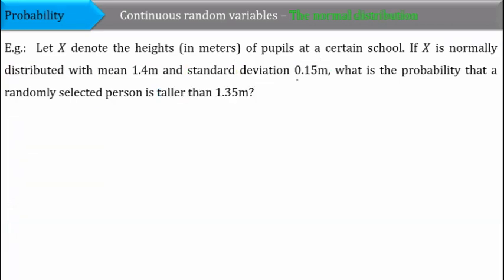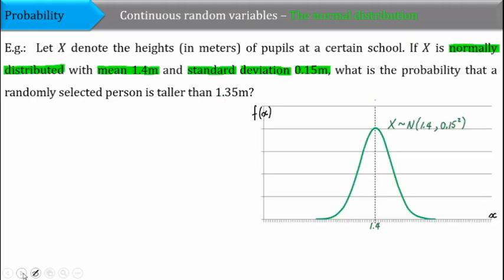Let x denote the heights of pupils. It's still normally distributed with a mean of 1.4 and a standard deviation of 0.15. What's the probability that a randomly selected person is taller than 1.35 meters? So graphically, that's what we have. Still the normal curve with the same information as before.